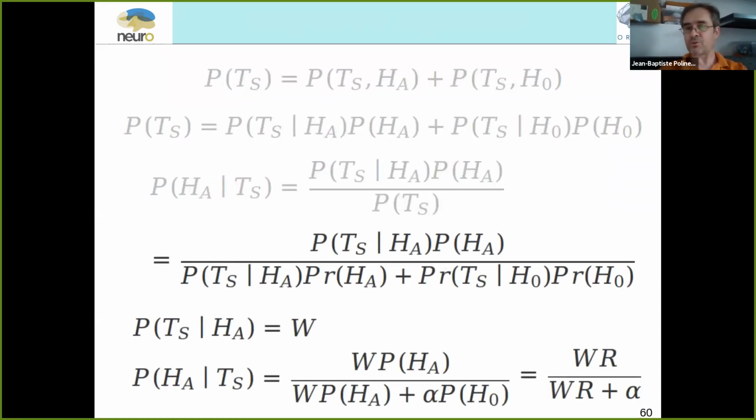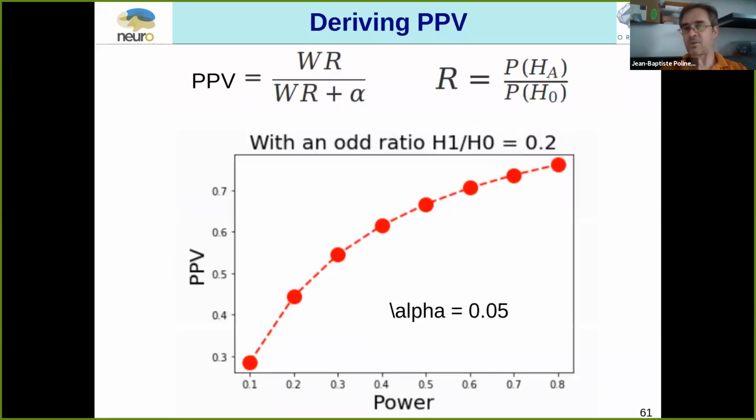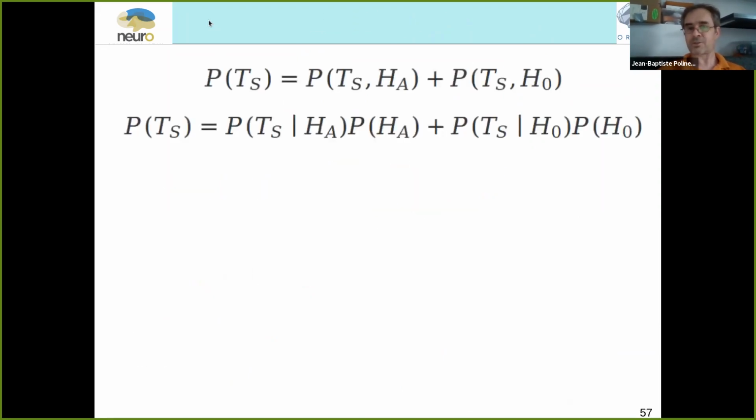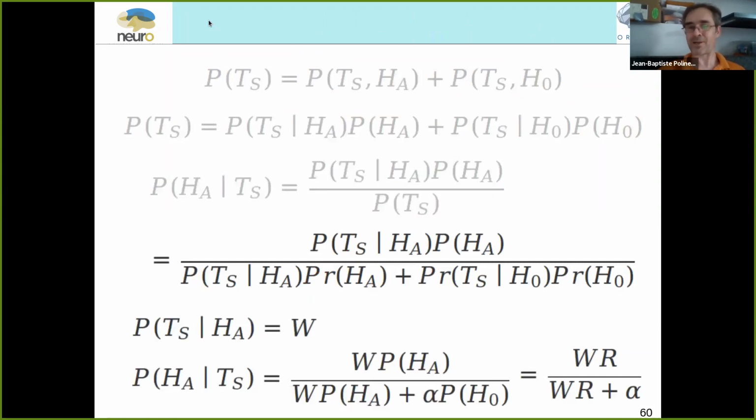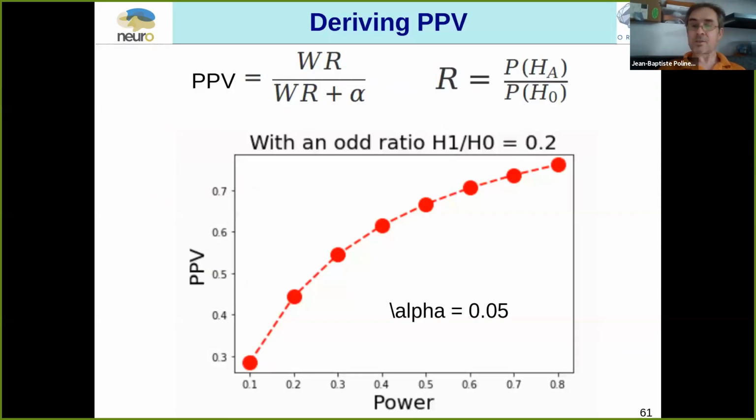I just want you to first look at what the formula for the PPV is, and frankly, you don't need much stats and math at all to derive that. It's very simple to derive, in three lines with very, very basic things. You can derive this formula for the positive predictive value. So what is the formula? It's power times odds ratio, where the odds ratio is the ratio of the prior probabilities of the alternative to the null, on the numerator, and on the denominator the same thing plus your type one error. That's a very simple formula, okay?